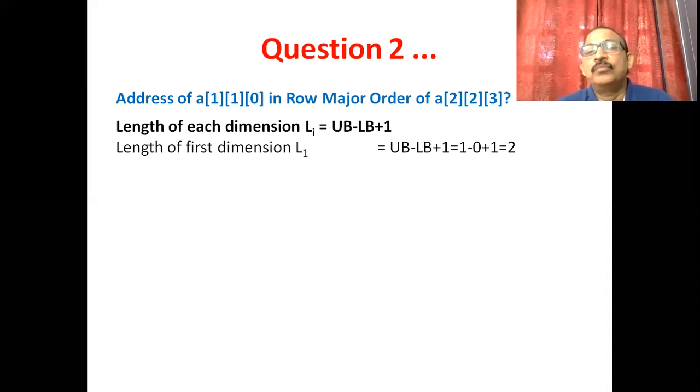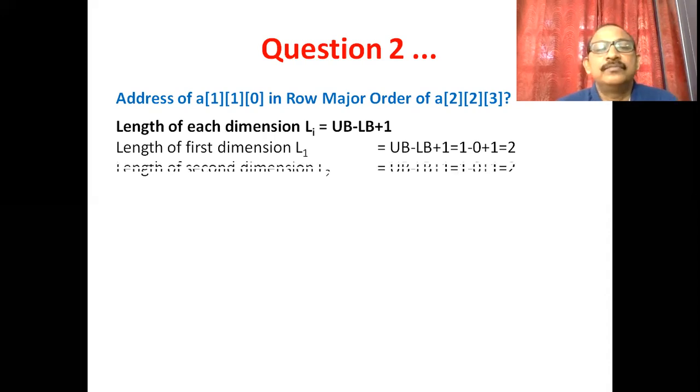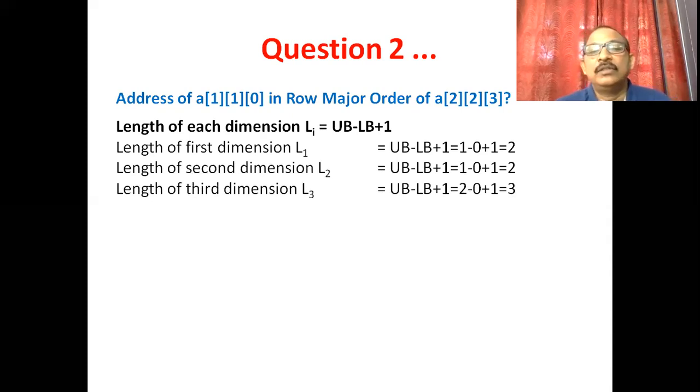Lower bound 0 plus 1 means 2. Length of the second dimension again 2. Length of the third dimension again 3. You can see 2, 2 and 3.